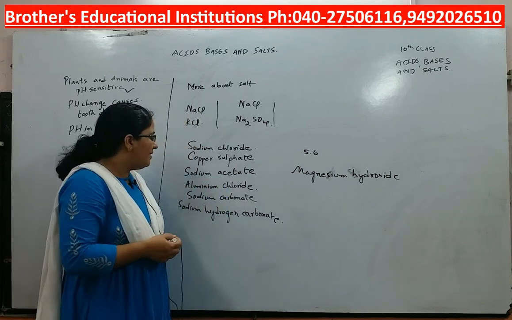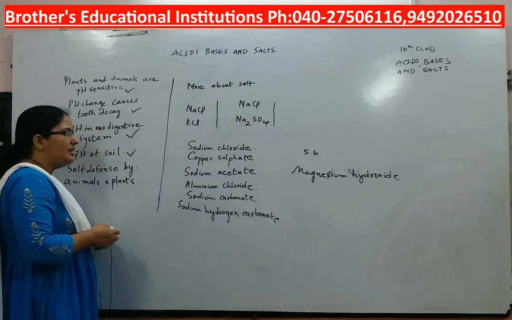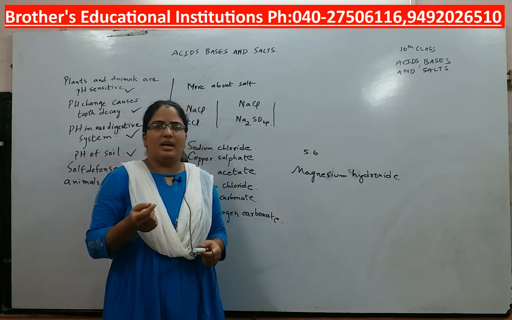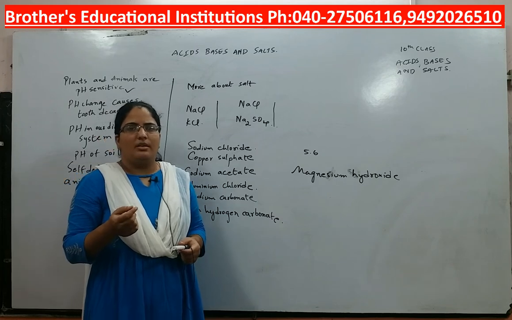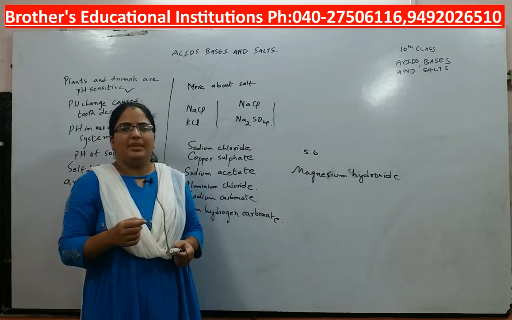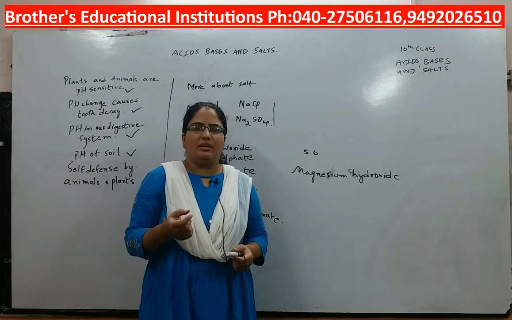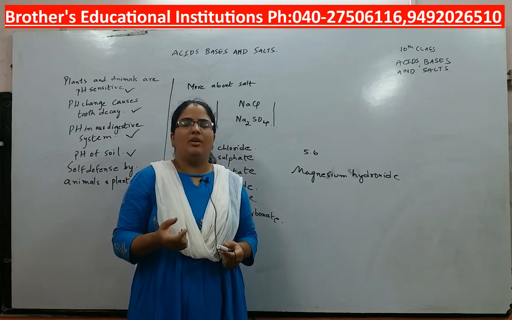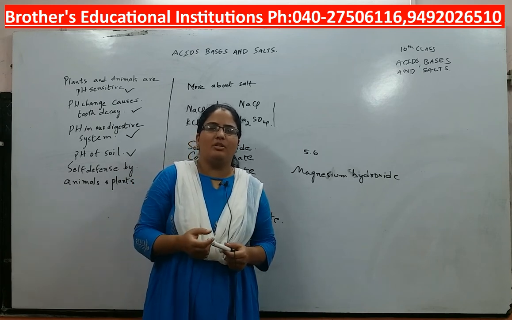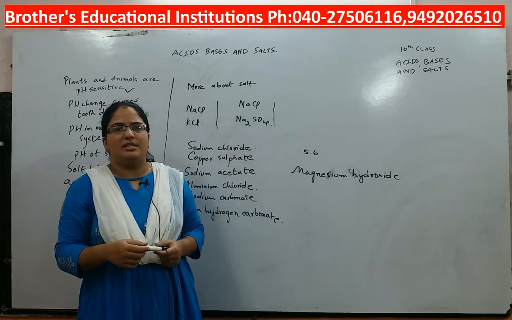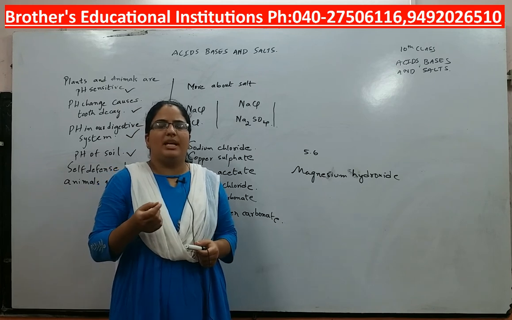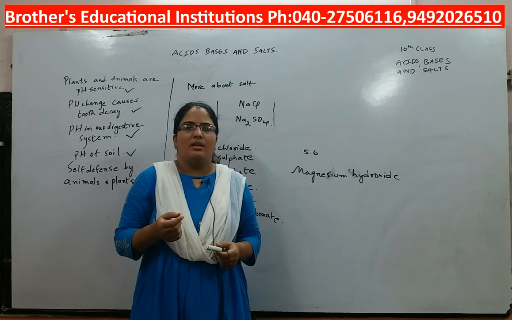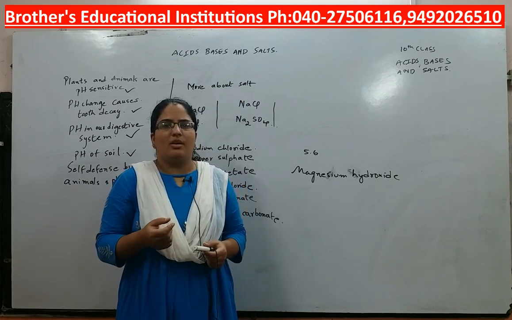Next, self-defense by animals and plants. When a honeybee stings, have you ever been stung by a honeybee? It causes pain and irritation, and so does an ant bite. That is because they release an acid called ethanoic acid or formic acid, because of which you get pain and irritation. You can rub that area with baking soda that is available in your kitchen, to reduce the irritation or pain.